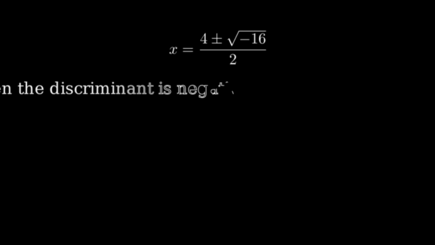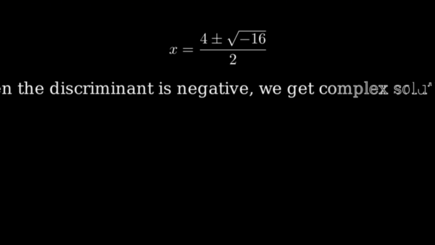Looking at our quadratic formula, we've simplified it to x equals 4 plus or minus the square root of negative 16, all divided by 2. But now we face a challenge. How do we take the square root of a negative number? When the discriminant, that's the expression under the square root, is negative, we can't find solutions on the real number line. Instead, we need to work with complex numbers.